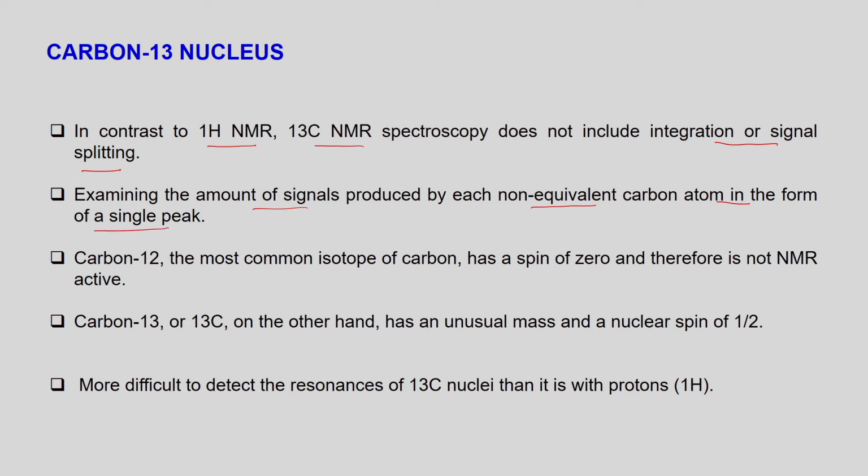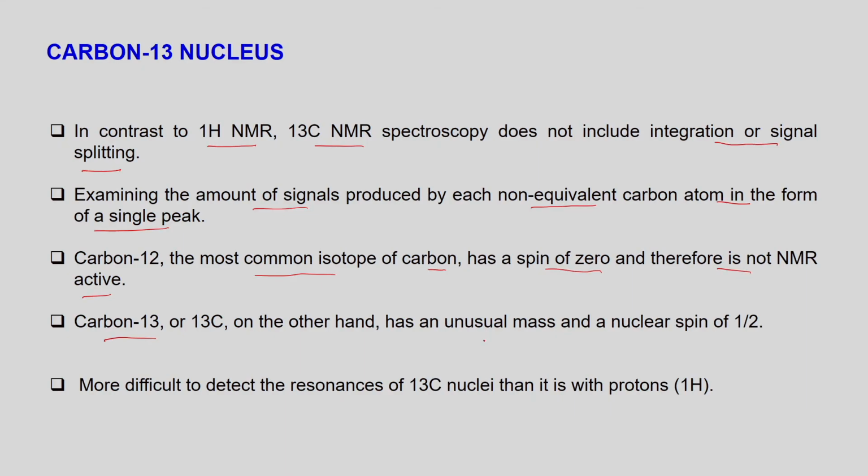So, carbon 12, the most common isotope of carbon, has a spin of 0 and therefore is not NMR active. I told you carbon 12 is not available. So, we work with the isotope of carbon, that is carbon 13. It has an unusual mass and a nuclear spin of half. Its concentration is relatively very low, only 1.08% of the nuclei are carbon 13.